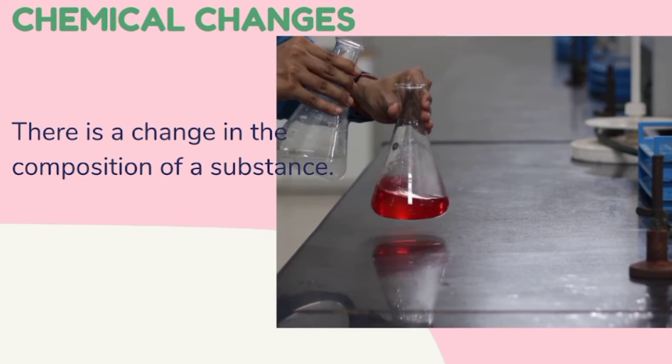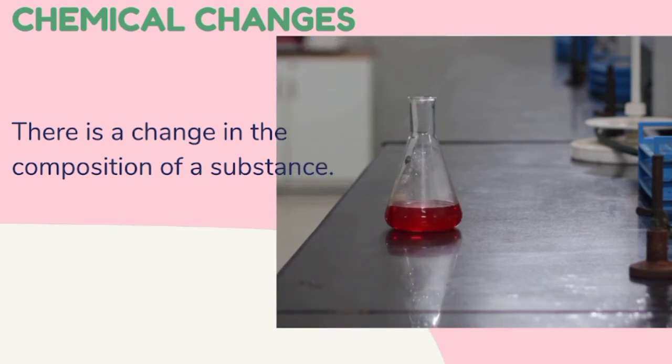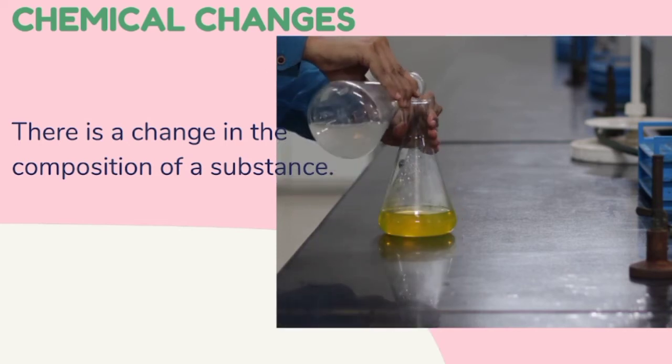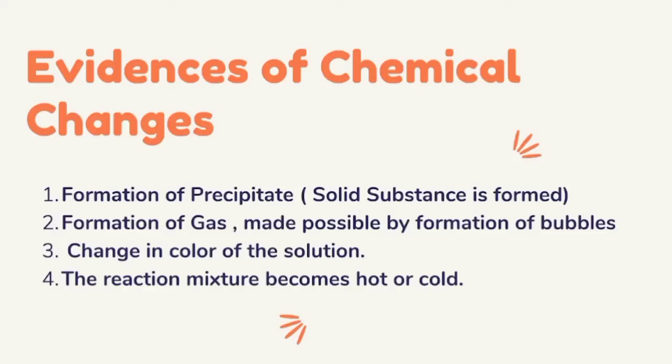Okay, so take a look into the video. When two substances, particularly liquid substances, have been mixed together, apparently there is a change in the composition of substance, as it is evident in the change in its color. Okay, so let's take into consideration the evidences of chemical change.